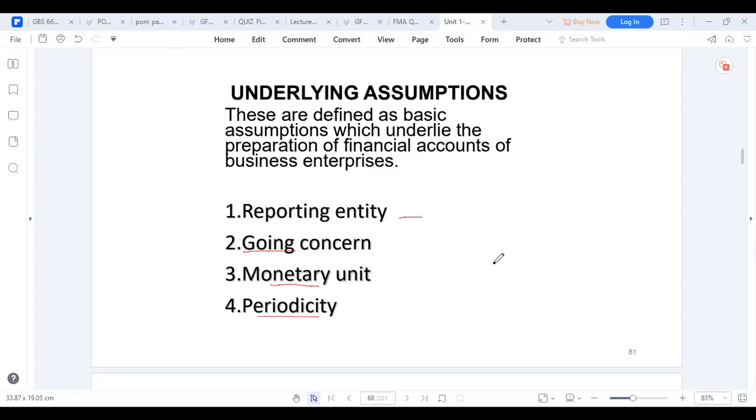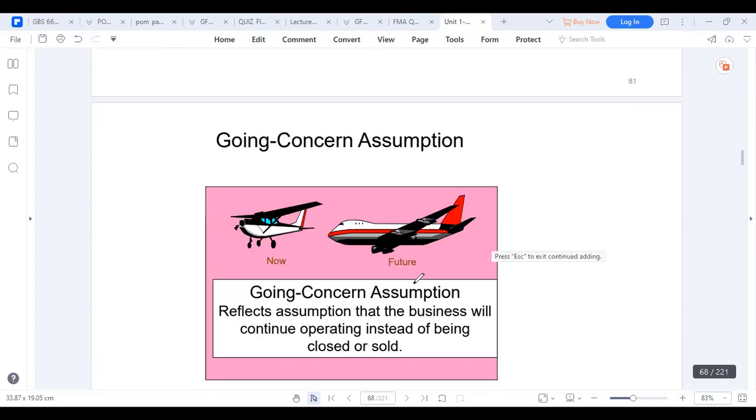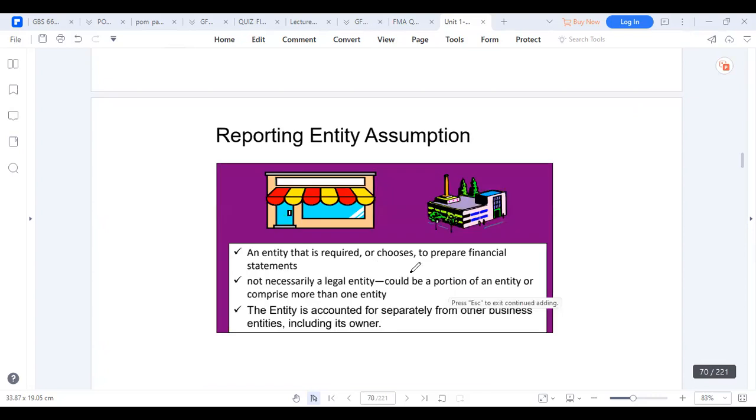Periodicity simply implies that every company must have regular points at which reports must be recorded, at the end of every 6 months, every year. So that's the period which we call periodicity. So these are the basic assumptions. So going concern reflects the assumption that what? A business will continue to operate instead of being sold or closed. Monetary: the transactions and events should be in monetary units. Reporting entity simply assumes that an entity will choose to prepare financial statements. It's separately regarded as a business, being its own owner.